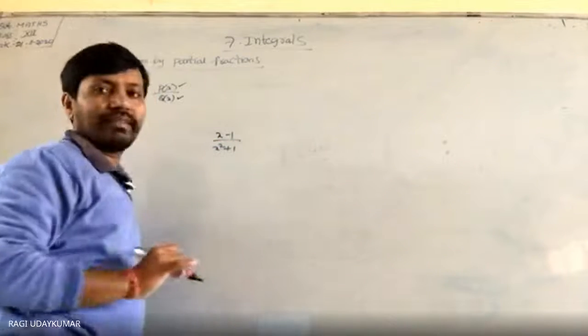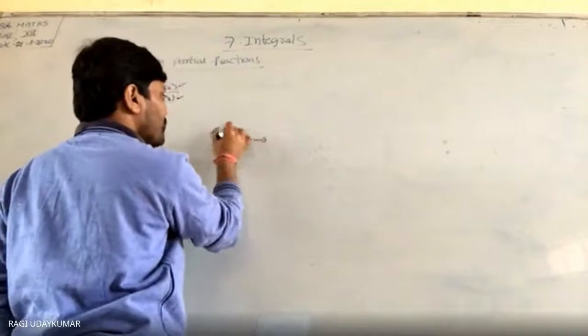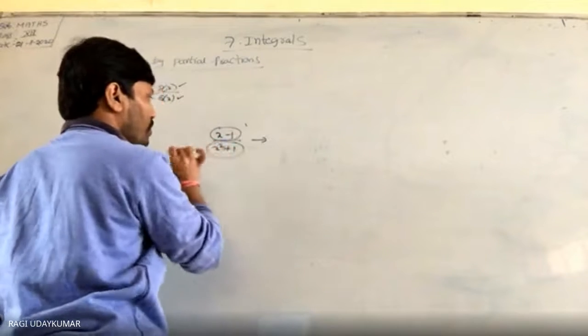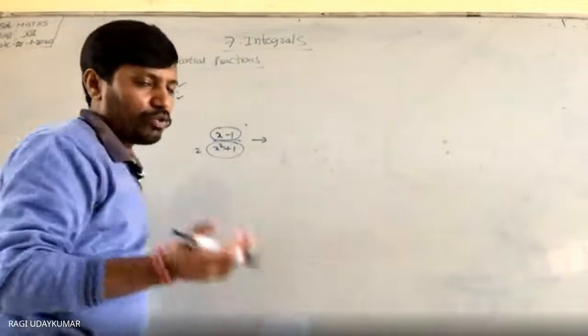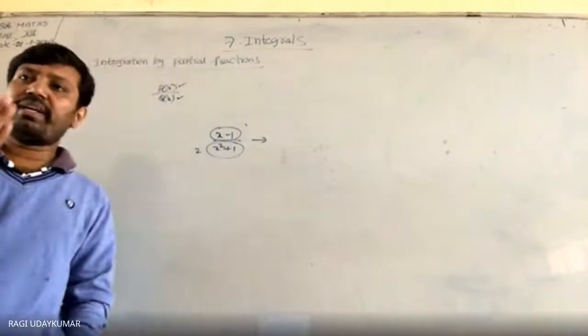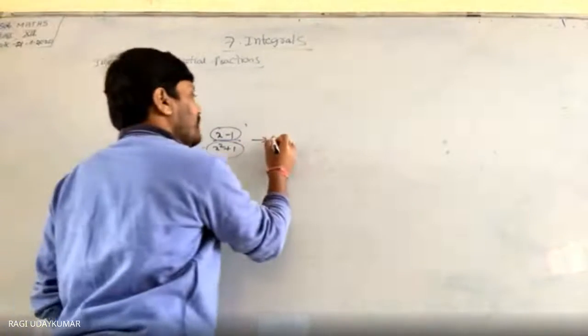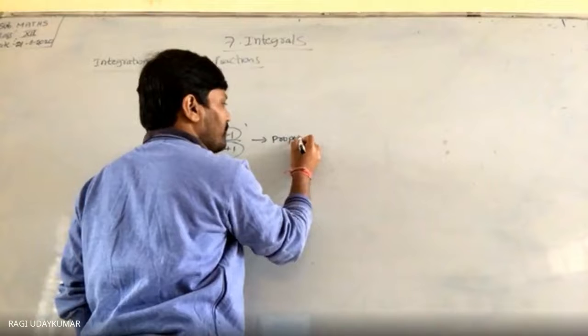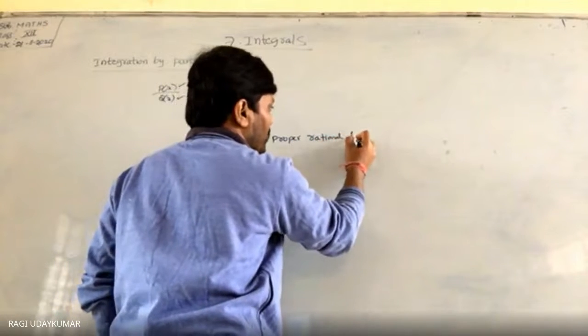plus 1, like this, and this type of function. See, the degree of this one is 1, the degree of this one is 2. So it is lesser than this one. Normally a proper fraction is nothing but, you know that, a proper fraction is nothing but the numerator is smaller than the denominator. So like that, this is called a proper rational function.